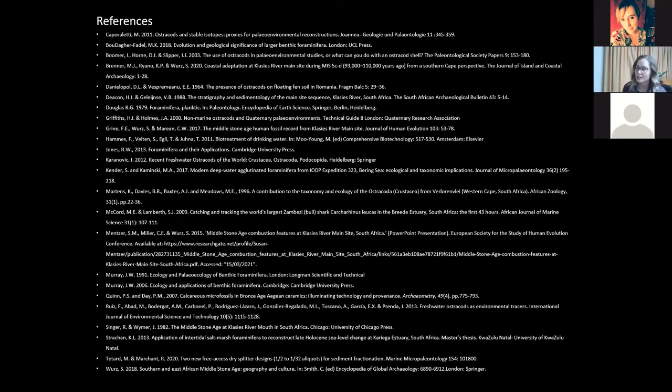Here are the references that you can please check out if you would like to read up more about the ostracods. I highly recommend Boomer et al. 2003, just to get a basic idea and context of the ostracods. And same with the Foraminifera, I highly recommend Murray 2006 if you really want to get a basic, good understanding of these organisms. So that concludes my lecture for the day.